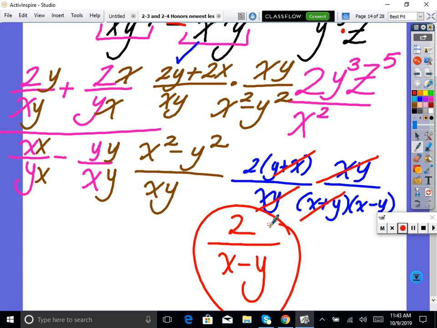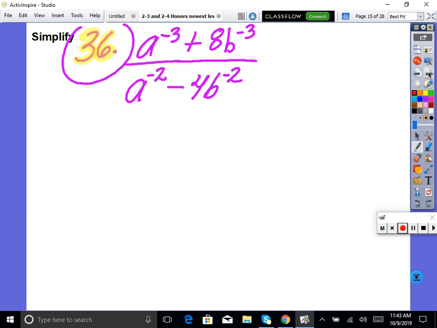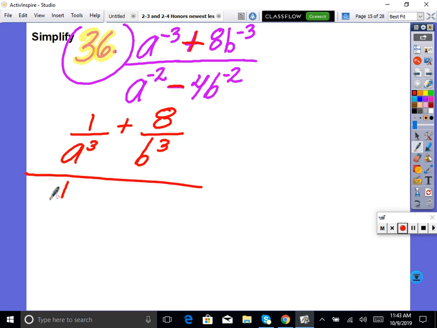Okay, this is my last example of the entire day. You need to see one more with negative exponents. Here we go. Okay, let's see how we would rewrite this. That's the hard part, is rewriting it correctly. Remember, because there's addition and subtraction, you can't just flip that down here. Okay, so this is 1 over a cubed plus 8 over b cubed, then divided by 1 over a squared minus 4 over b squared.